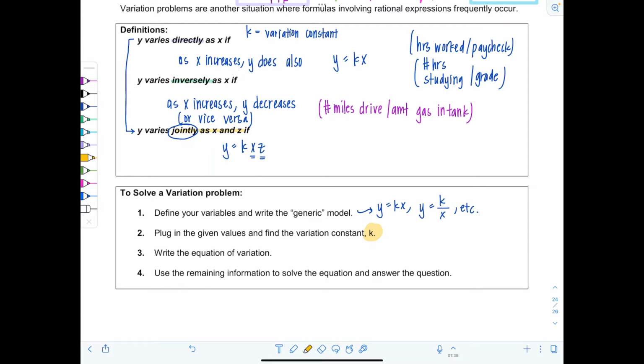Your book might call k something a little different, but typically we use k for all these problems. Then you're going to write the equation of variation. So you're going to rewrite the generic model from step 1, but you're going to plug in whatever you got for k from step 2. And then the last thing, you're going to use the remaining information to solve the equation and answer the question. Usually there's going to be some sort of follow-up or something they want you to do in the problem, okay?